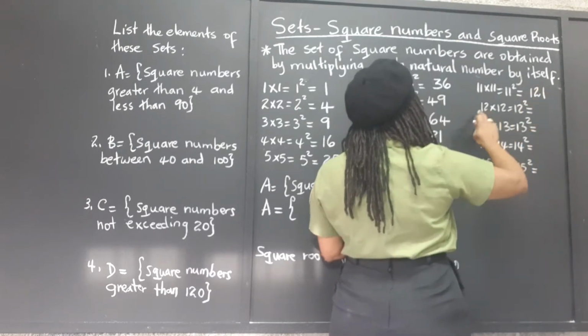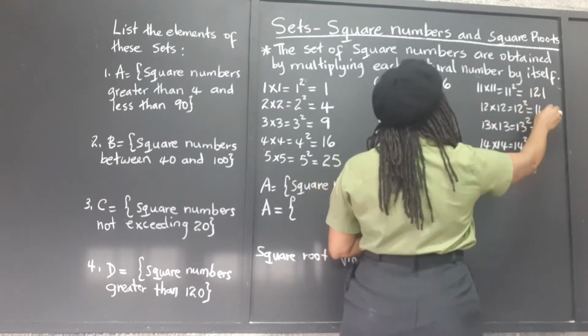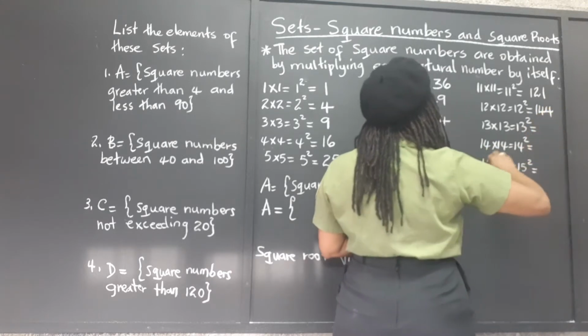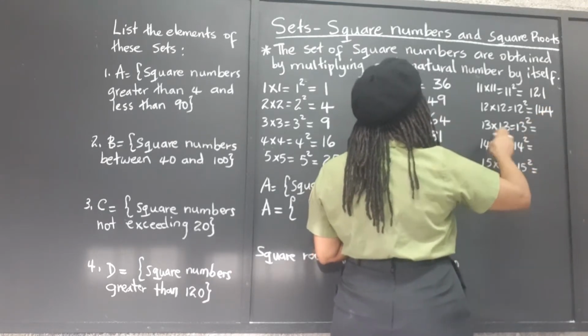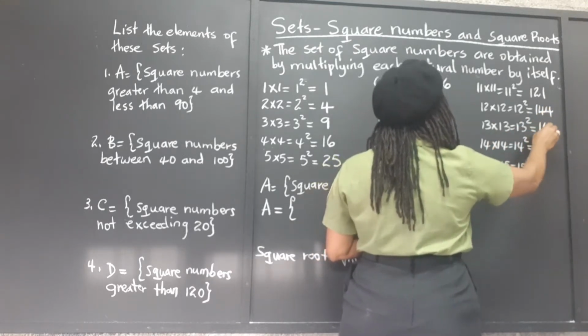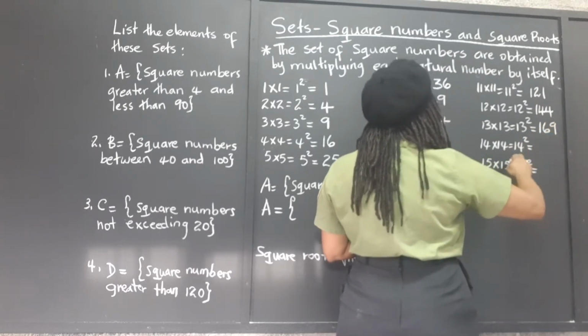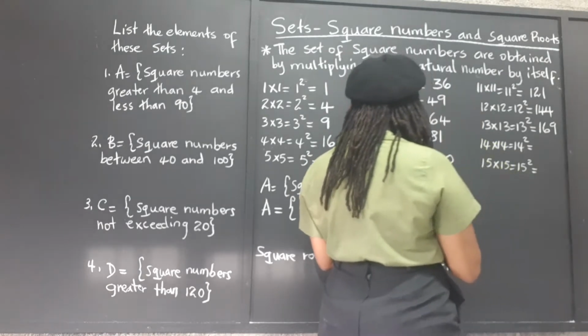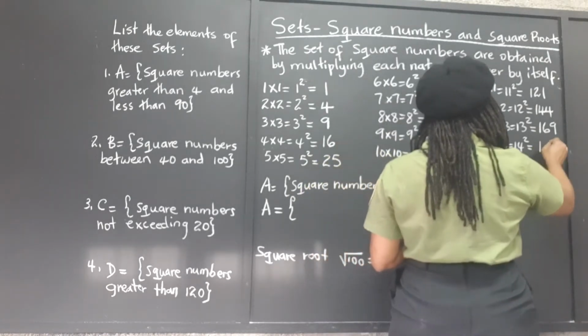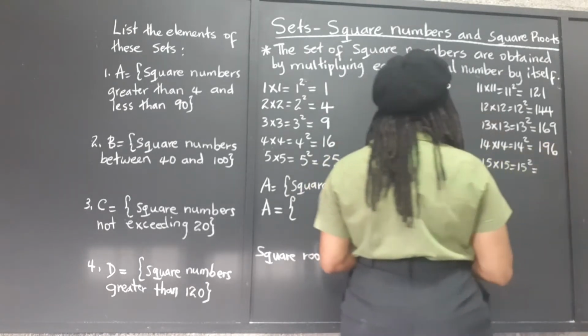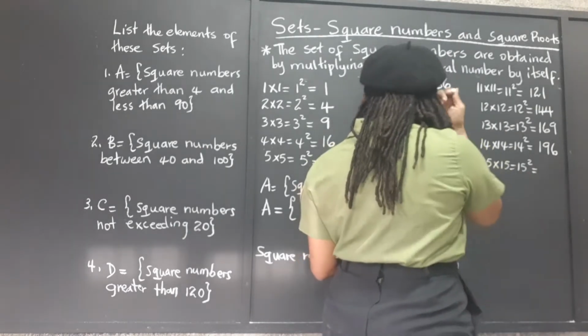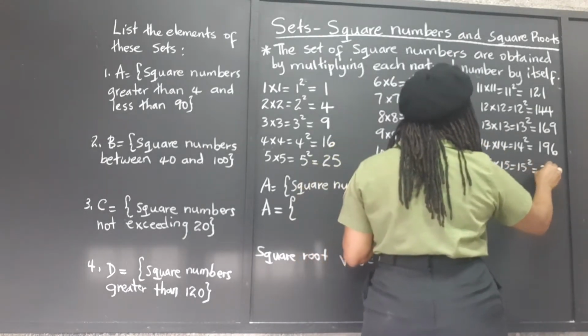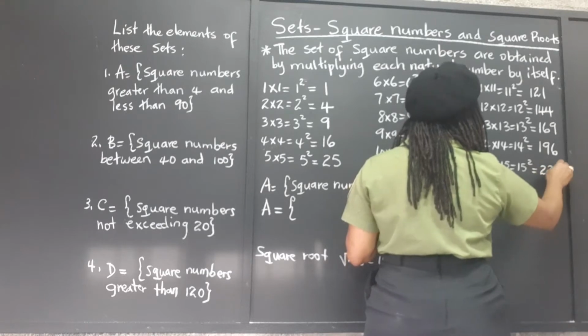12 squared, 12 times 12, 144. 13 squared, 13 times 13, 169. 14 squared or 14 times 14, that's 196. And 15 squared, 15 times 15, 225.